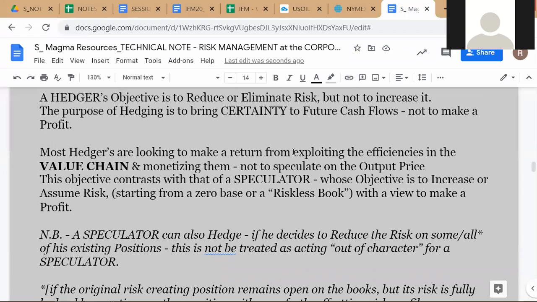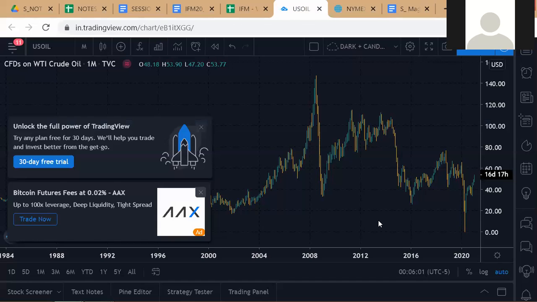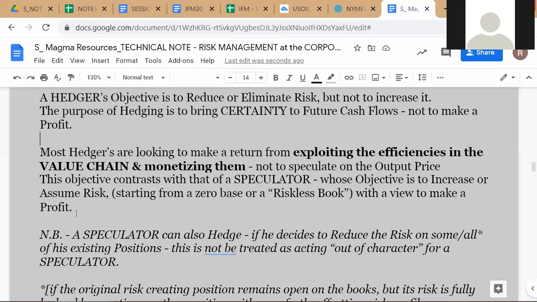Okay, and maybe we should put all of this in bold. This is the goal of most hedgers. That is the goal of their business, to exploit the efficiencies in the value chain and monetize them, and not to speculate on the output price. Okay, because that could be done much easier with futures contracts. So that's what we are saying. So this is a useful term for you to learn, and this is the logic.